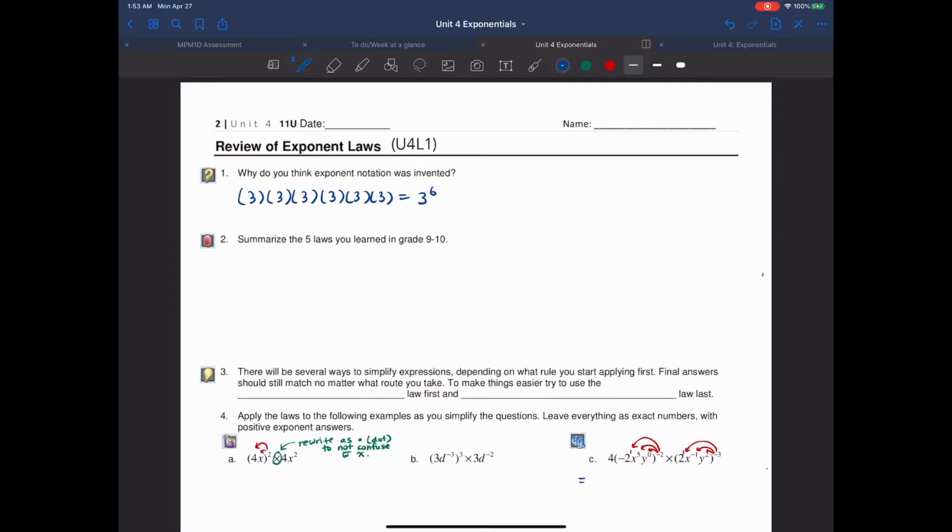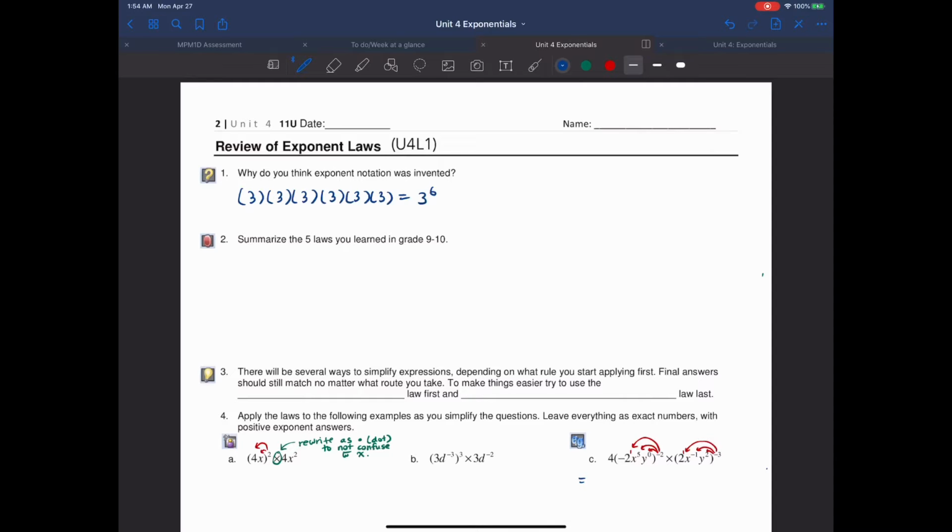So, Unit 4, Lesson 1, Review of Exponent Laws. Why do you think exponent notation was invented? Well, we are familiar with the fact that the exponent tells us how many times the base is repeated, right? So when we have 3 to the 6 in expanded form, it is 3 times 3 times 3 times 3 times 3 times 3.